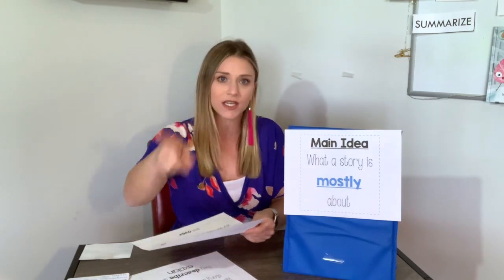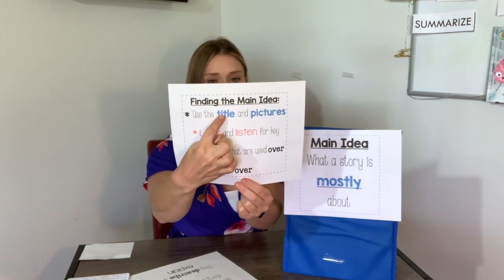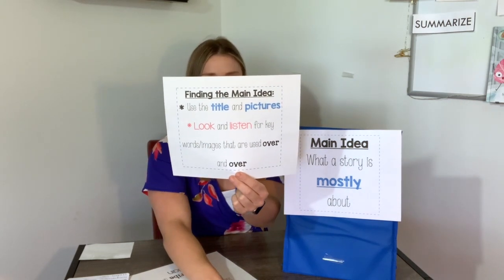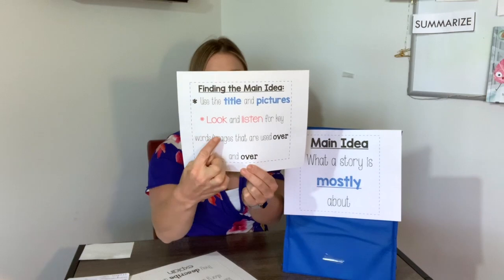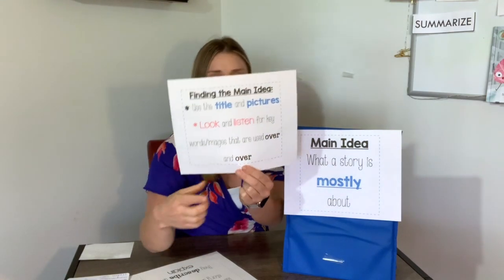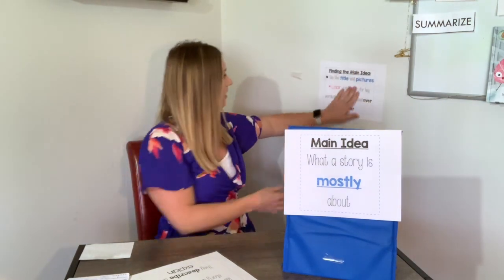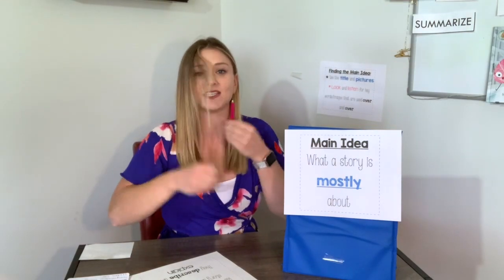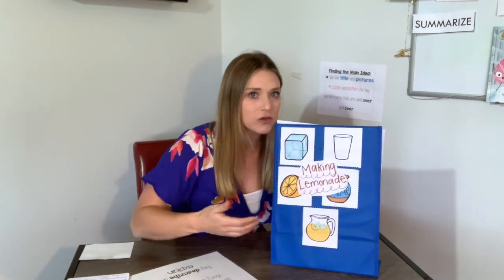There are some things that good readers can do. Something that good readers do is they use the title of the book to think about what the main idea might be. And they use the pictures to think about what the main idea might be. As they're reading the book, they look and they listen for key words or images that are used over and over. So to find the main idea in a book or in a story, we can use the title, we can use pictures, we can look and listen for key words and key images that are just repeating in the book. So our main idea here is, what's this mostly about? This is mostly about making lemonade.